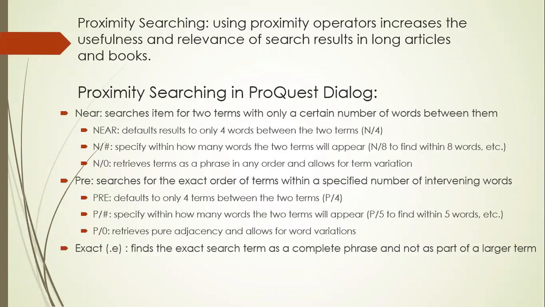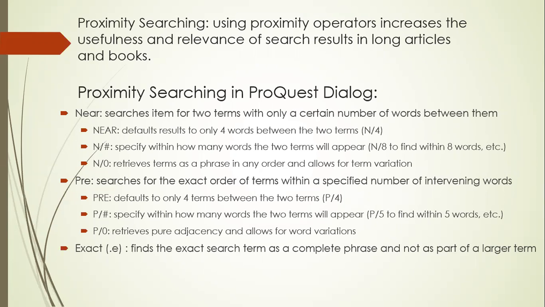Proximity searching is when a searcher uses proximity operators to increase the usefulness and relevance of the search results in long articles and books. Metadata can be insufficient for these longer items and may not include the subject terms that you are looking for in the material. Boolean operators may find the terms you are looking for in the text, but without any degree of proximity, with the article being nothing about the actual topic that the searcher is looking for.